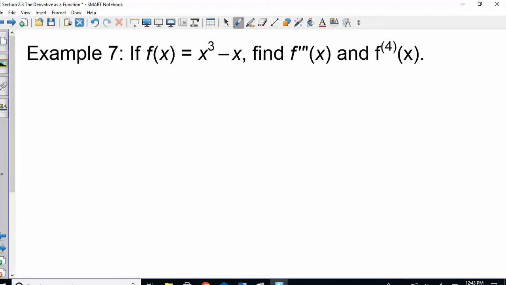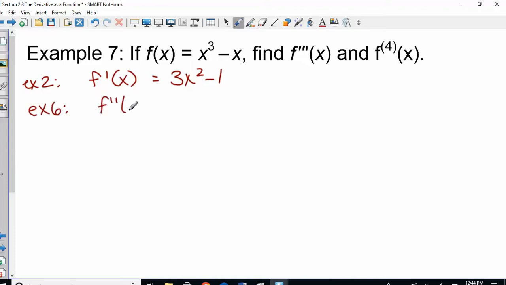So let's take the example we were just doing. Let's find the third and fourth derivative. So we've done first and second. We already found, remember in example 2, the first derivative was 3x squared minus 1. Example 6, we got the second derivative to be 6x. So let's find the third.